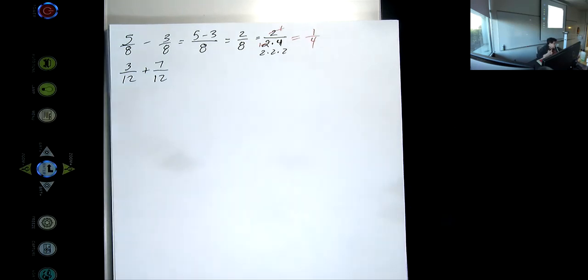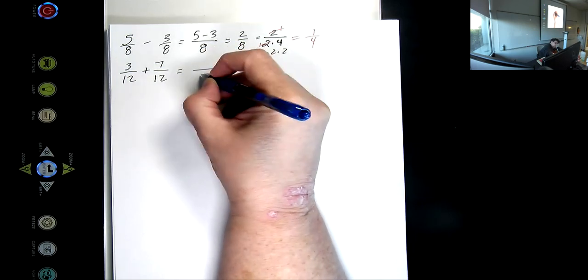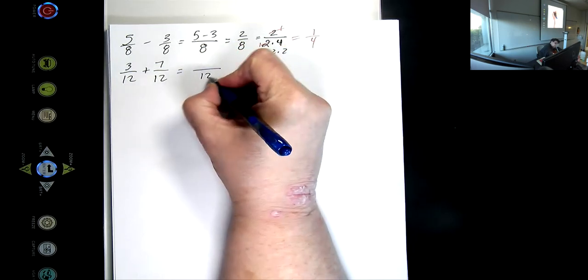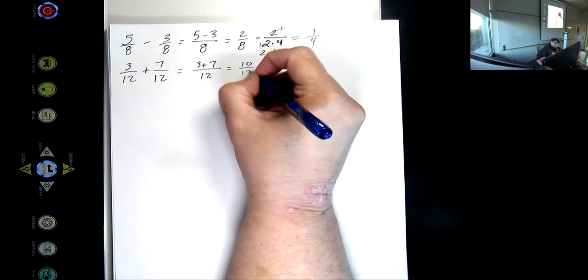What'd you guys get on the other one? 3/12 and 7/12. 5/6. Anyone else get 5/6? All right, that's what I'm going to get too, I think. Let's check. I got 12 on bottom and 3 plus 7 is 10. So 10/12.